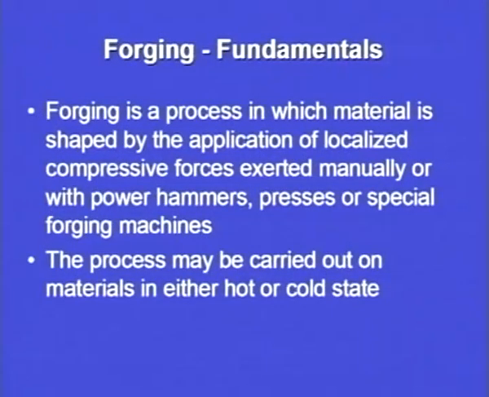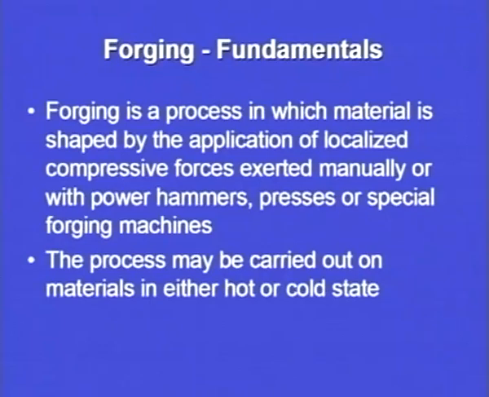Now, what is forging basically? Forging is a process in which material is shaped by the application of localized compressive forces. Compressive forces is an important point to note here. Here we are going to apply compressive forces to change the shape of the product. So, localized compressive forces exerted manually or with power hammers. In history, the compressive forces were applied manually, but these can be applied with the help of power hammers, with the help of presses, and with the help of special forging machines.